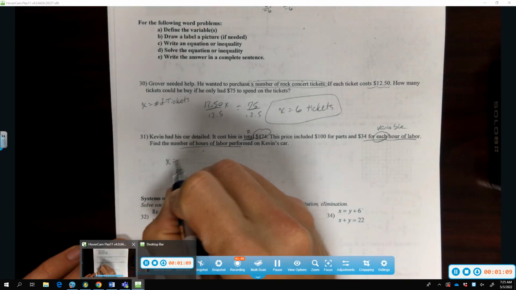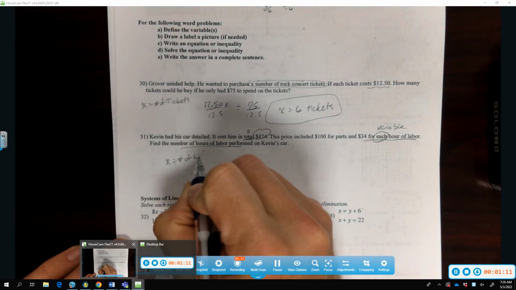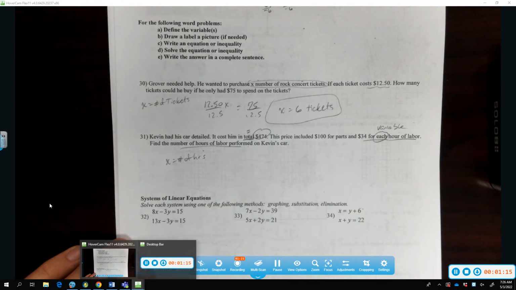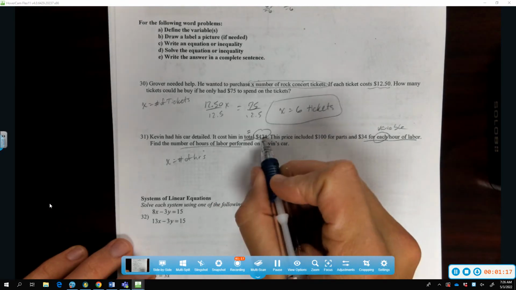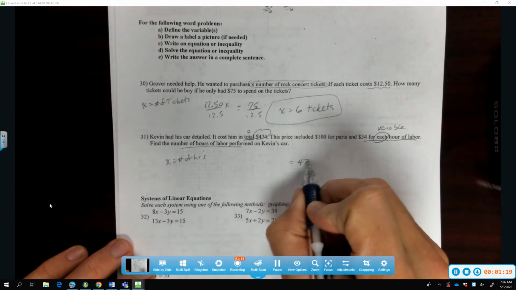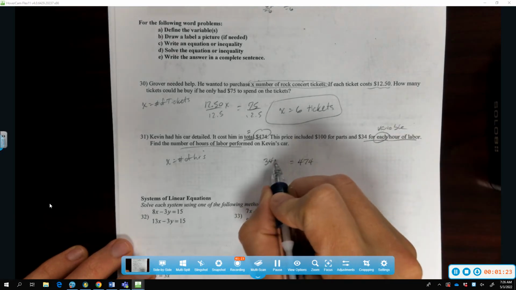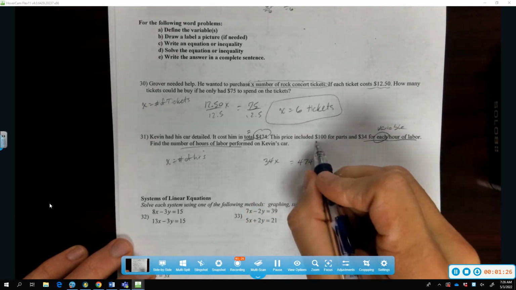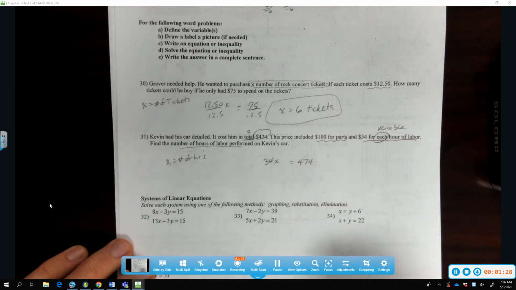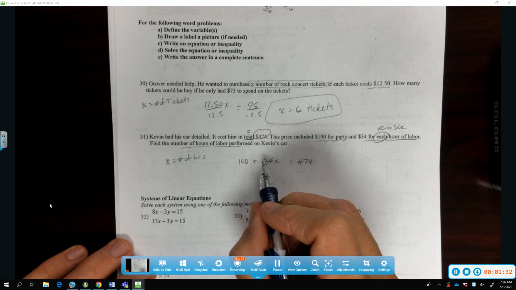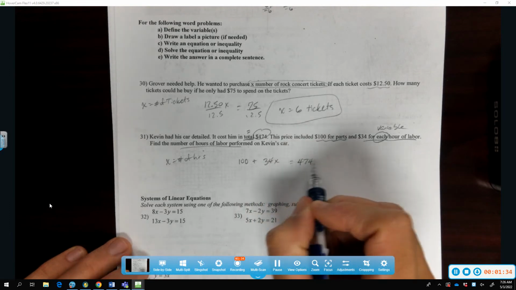So x is going to be equal to the number of hours worked. We don't know how many hours he worked, so we're going to denote that as the variable x. We know that it cost him in total $474. $34 for each hour, so we would say 34x. The price included $100 for parts. We're only going to pay that one time, so that's a one-time flat rate of $100, and 34 per hour is going to be equal to the total amount.